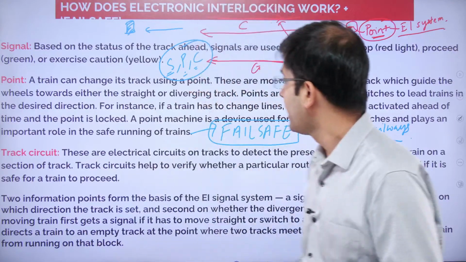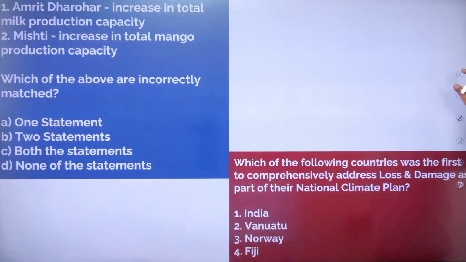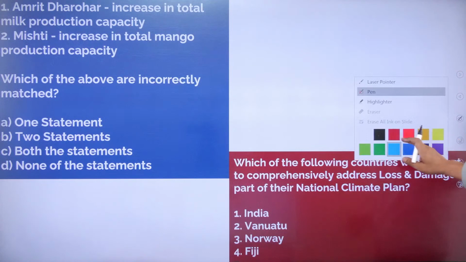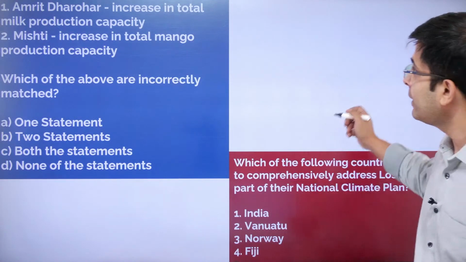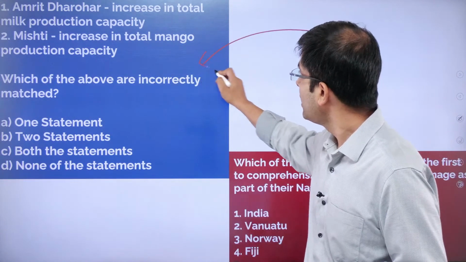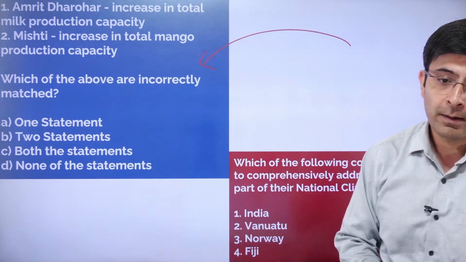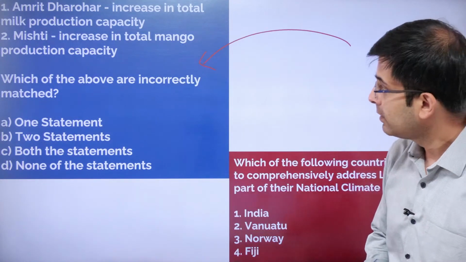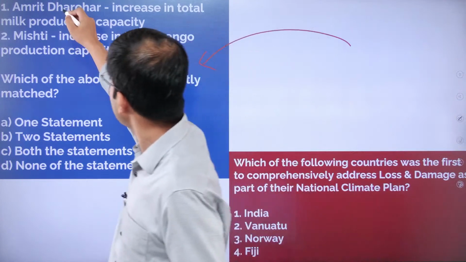Now that you've understood the fail-safe mechanism, here it is, guys. Two questions that I have for you. Number one, Amrit Dharohar and Mishti. This is to do with Mishti and Amrit Dharohar.